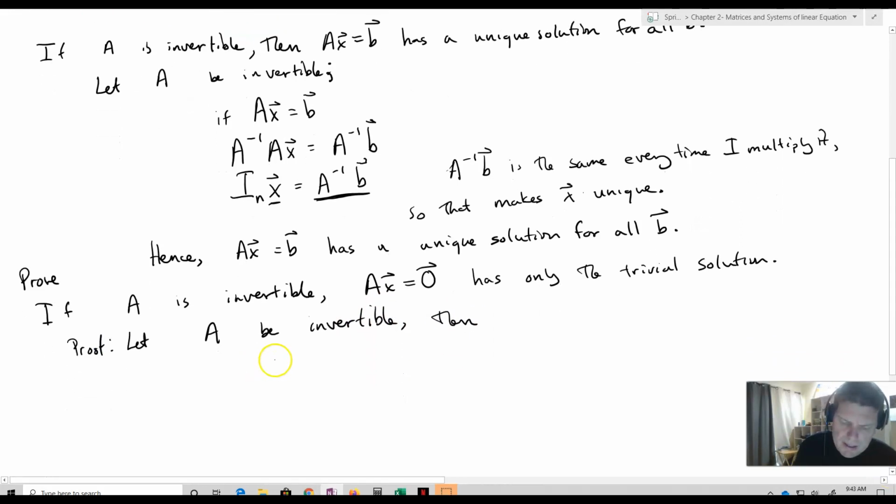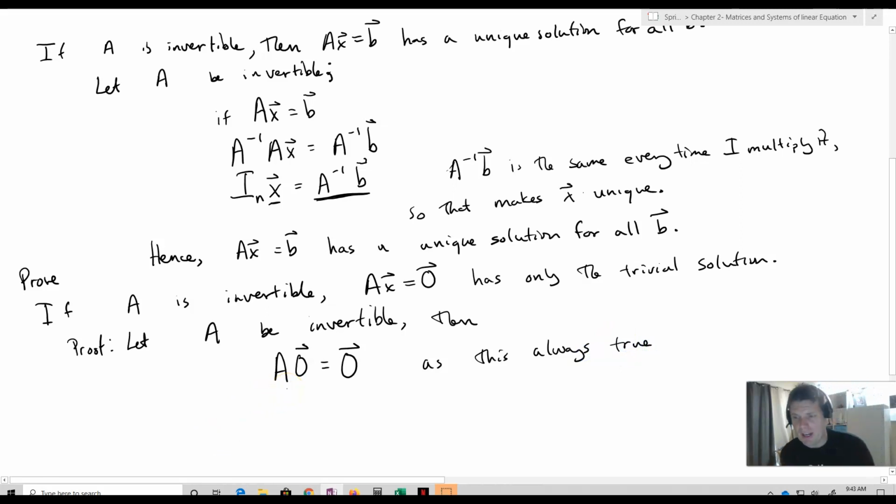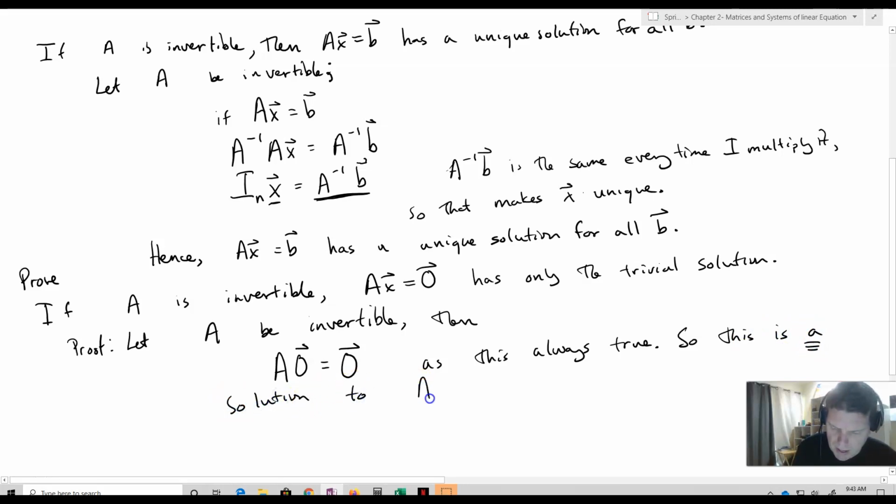what we've got here is that A times 0 equals 0. As this is always true. That's actually trivially true. Multiply a matrix by the 0 vector, you're going to get back the 0 vector. So that is a solution to AX equals 0.